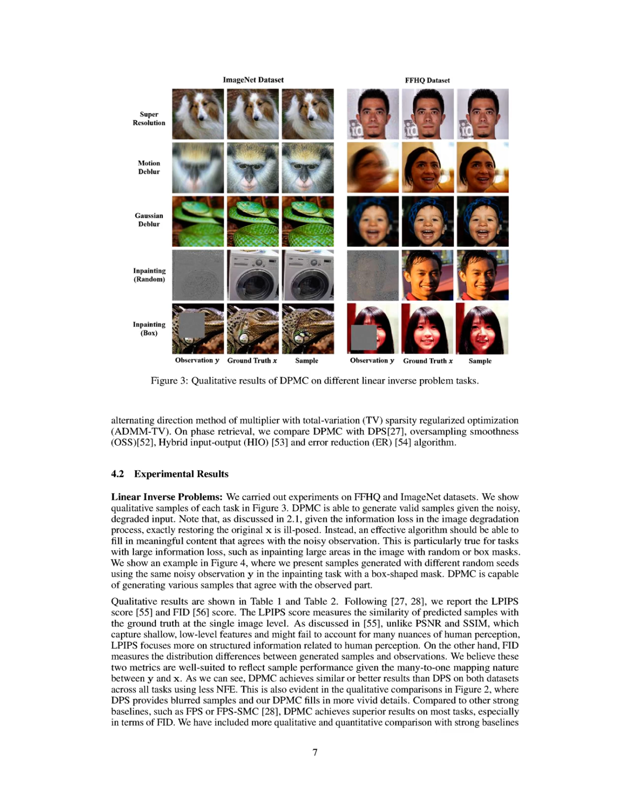The performance was evaluated using metrics such as LPIPS, which measures perceptual similarity, and FID, which assesses distribution differences between generated samples and observations. The results indicated that DPMC outperformed DPS in terms of sample quality across all tasks, achieving similar or better LPIPS and FID scores while using fewer evaluations, demonstrating the effectiveness of incorporating MCMC in the sampling process.